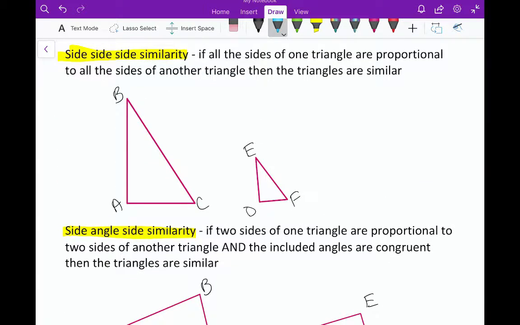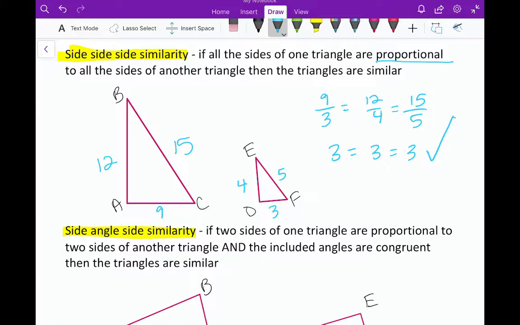The next is side-side-side similarity, which says if all the sides of one triangle are proportional to all the sides of another triangle, then the triangles are similar. Proportional, remember, means it has to have a constant ratio. I'm going to give some values here, and then we're going to see how they are proportional. If these are the values, we're going to check the ratios. So 9 over 3 has to be equal to 12 over 4, which has to be equal to 15 over 5. When I simplify all of those, it equals 3. So the ratios are constant, therefore all the sides are proportional, and therefore those triangles are similar.